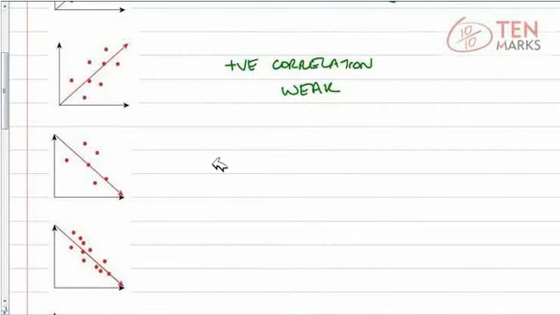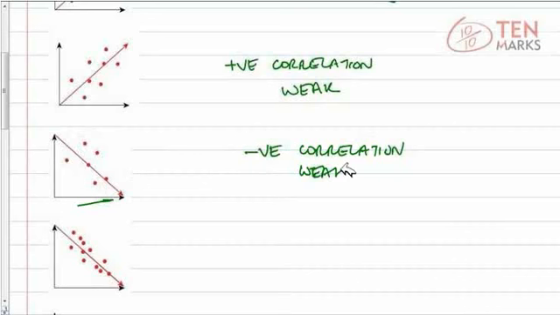Here, it's a negative correlation, right? Because as x increases, from here to here to here, the value of y is decreasing. When x was small, y was big. When x is big, y is small. So this has a negative correlation, and that too a weak one because the data points are further apart.